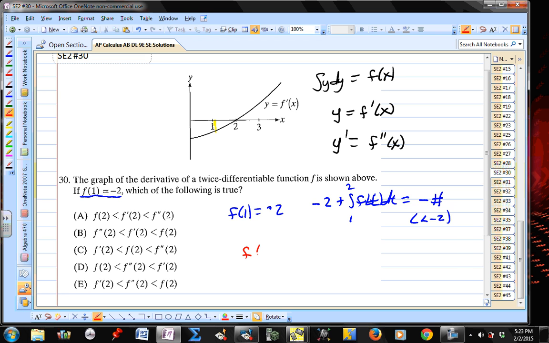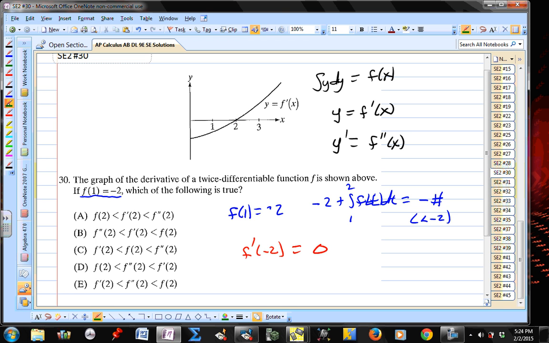Now let's find f of 2. So we just did that. Let's find f prime of 2. Well, f prime, you can tell, is to be found by identifying the y value. So in this function, when x equals 2, the y value of this graph is 0, which tells us that f prime of 2 is 0. So we have a negative number and 0.